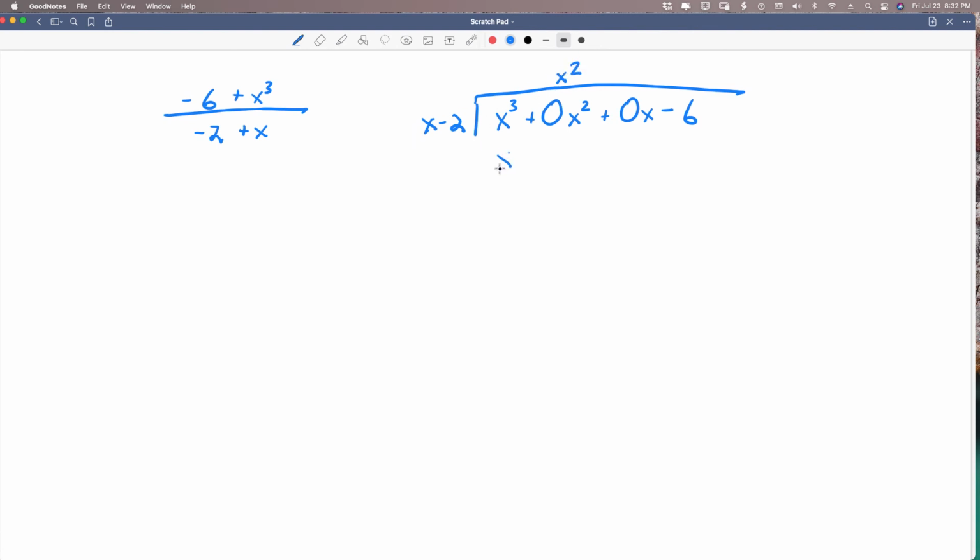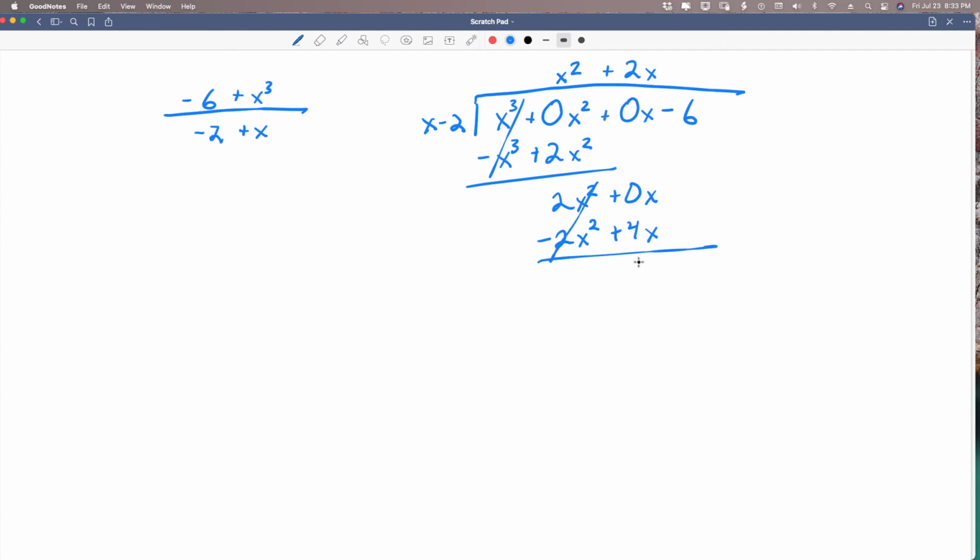x squared times x is x cubed. x squared times negative 2 is negative 2x squared. Change the signs. These cancel. This becomes 2x squared. Bring down our positive 0x. x goes into 2x squared 2x times. x times 2x is going to be 2x squared. 2x times negative 2 is negative 4x. We change the signs so we can subtract. Those cancel. We're left with 4x. Let's bring down our negative 6.